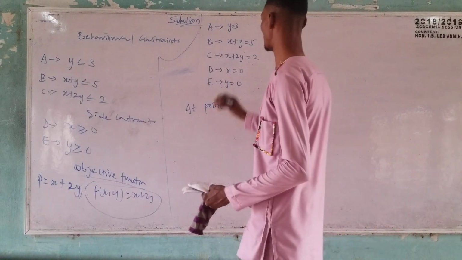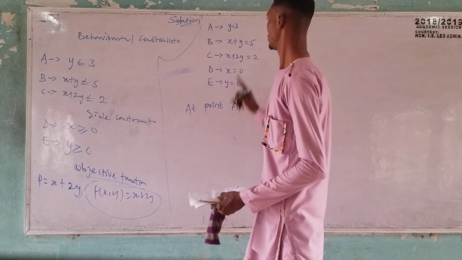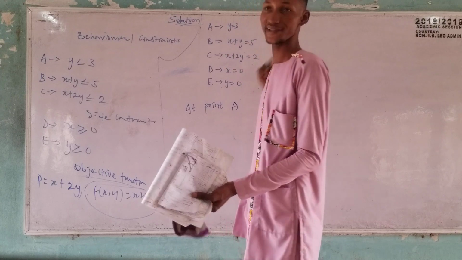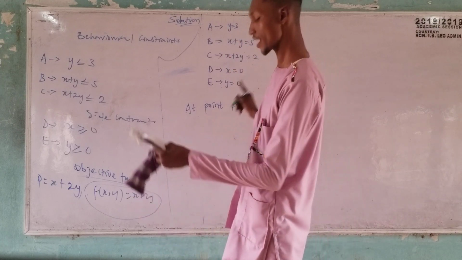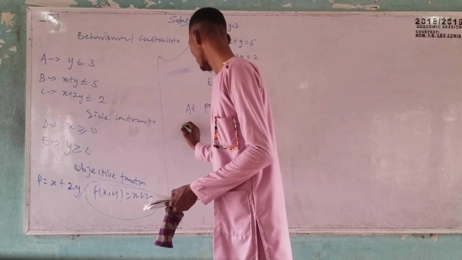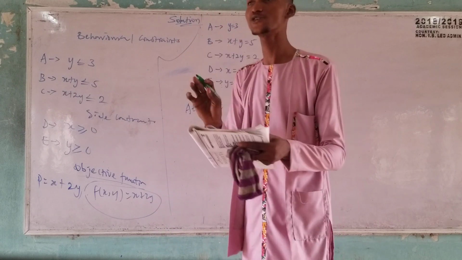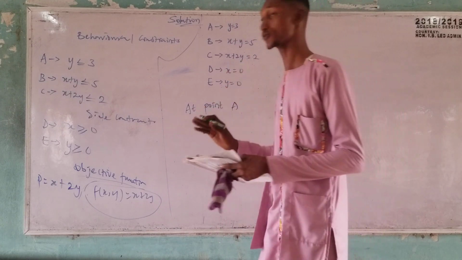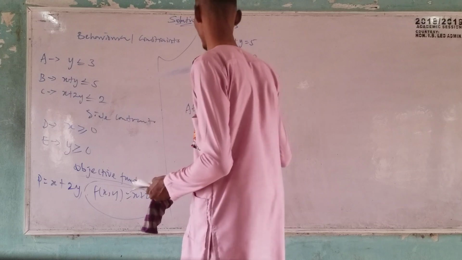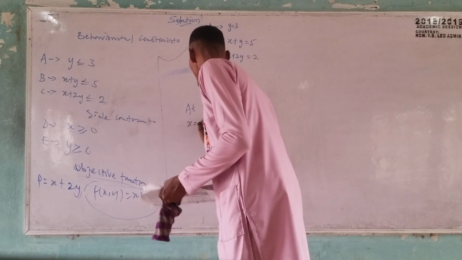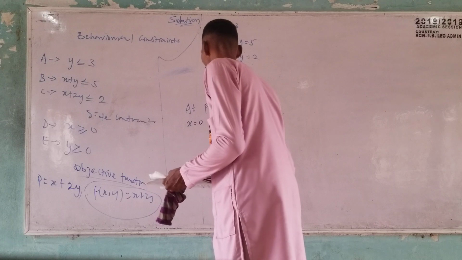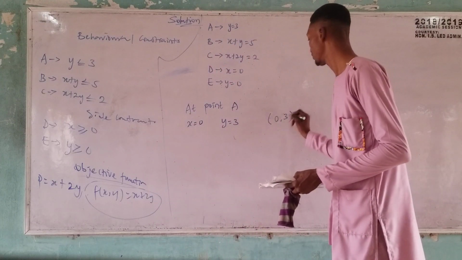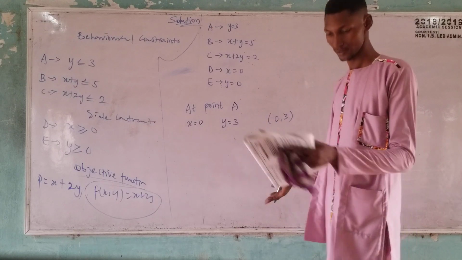So at point A, first of all, is there any x here at point A? No. So when x was 0, what do we have? For detailing's sake, you must make sure you first substitute your x so that you can have a very detailed solution. So at x equals 0, y equals 3. So at this point, I detailed it: 0, 3. Very simple and very clear, right?